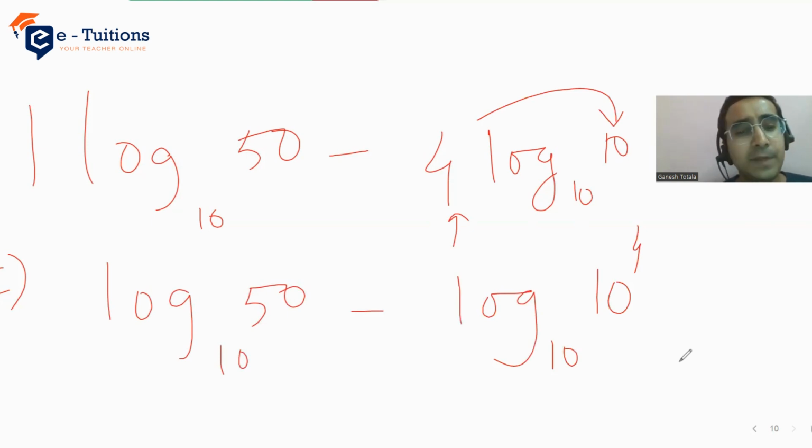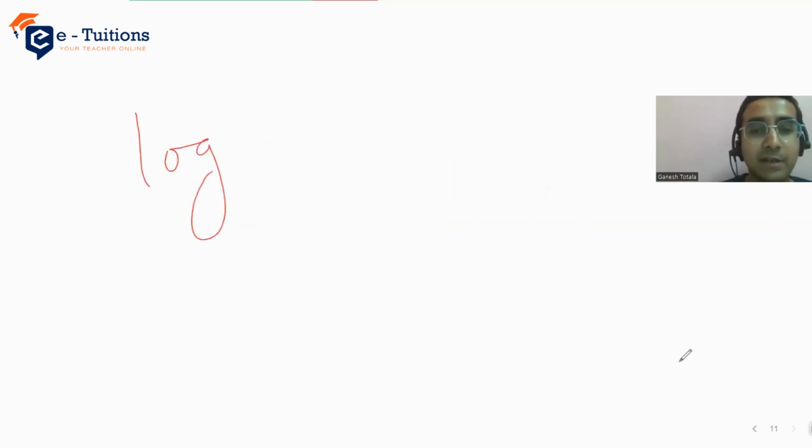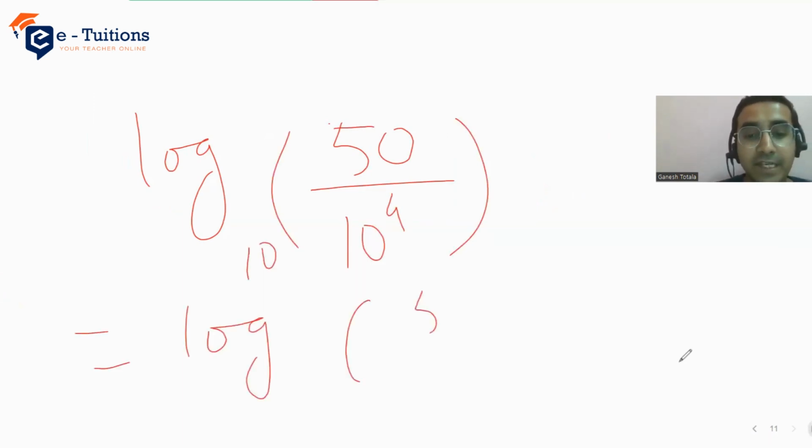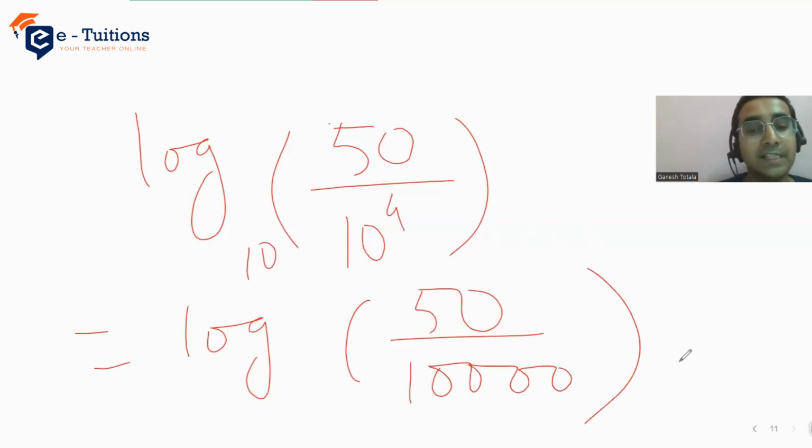Now we can simply use log a minus log b, which is nothing but log of a by b. So it will be 50 divided by 10 raised to 4, to the base 10. So it will be log of 50 divided by 10,000. So this is the answer.